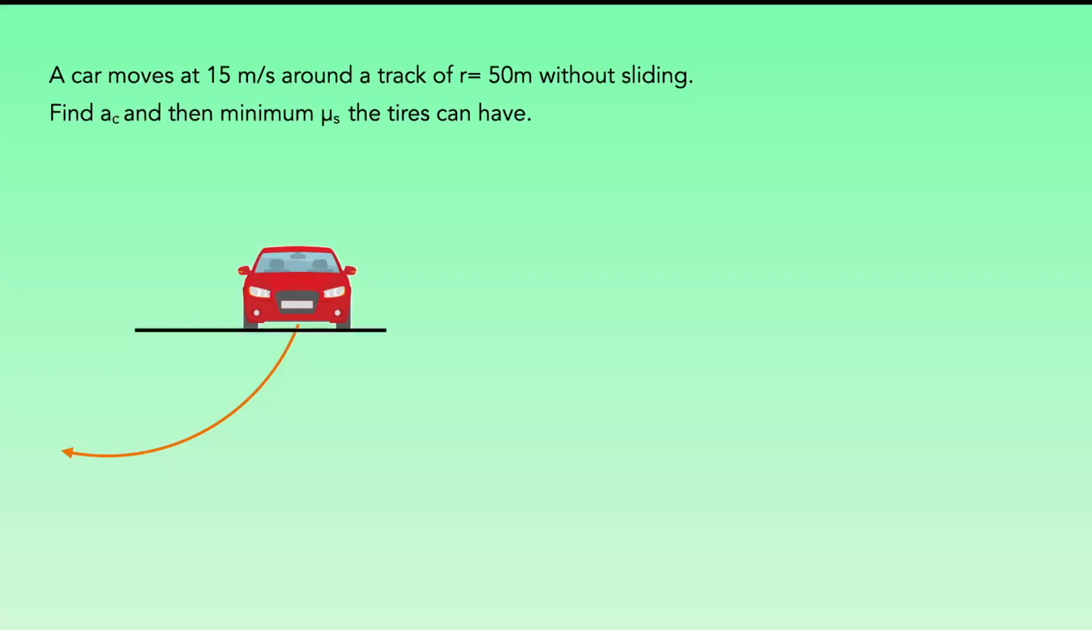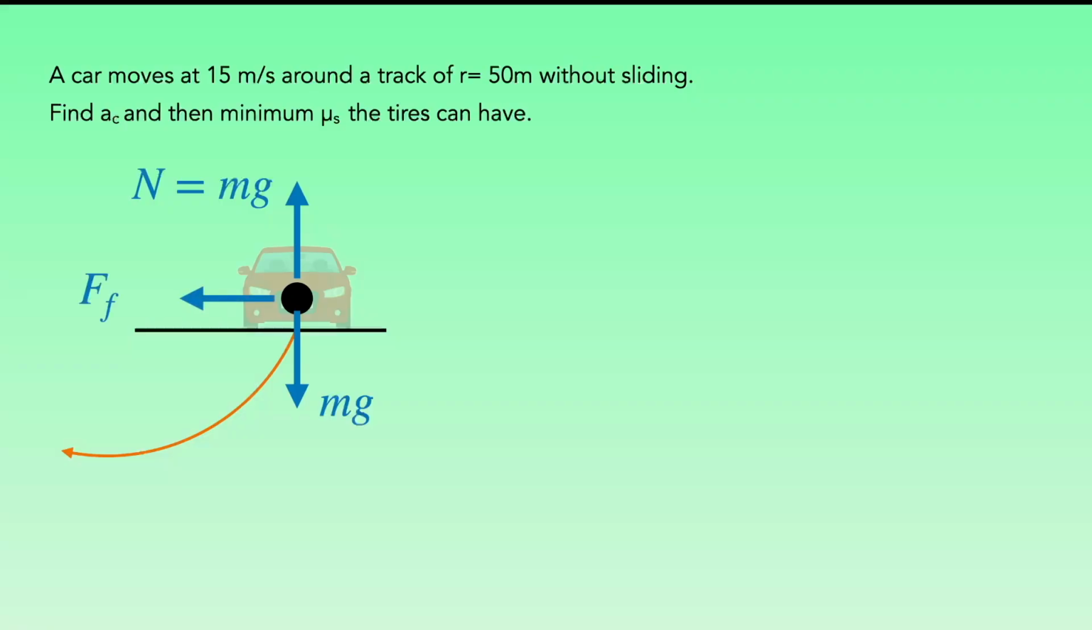Car moves 15 meters per second around a track of r equals 50 without sliding. Let's find the acceleration and minimum mu the tires can have. Okay, so it's really important to look at that free body diagram. There's mg. Then the only other contact is the ground, which will have normal force perpendicular, ends up being equal to mg because there are no other up and down forces and it's not accelerating up or down, and the force of friction is towards the center. It's static friction if it doesn't slide.